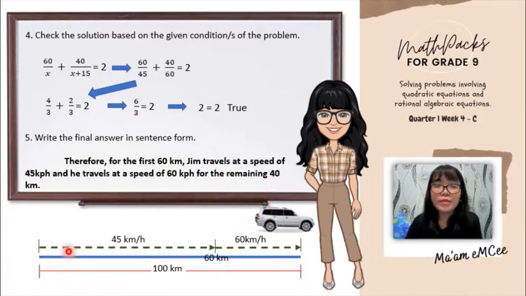So for the first 60, amala, gin-travel ra ni Jim within 45 kilometers. And then for the next 40 kilometers, gin-travel ra ni Jim using the speed 60 kilometers per hour. And that is how we get our solutions for our first problem.